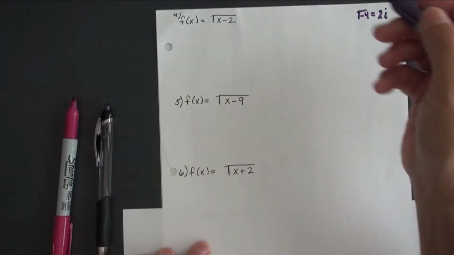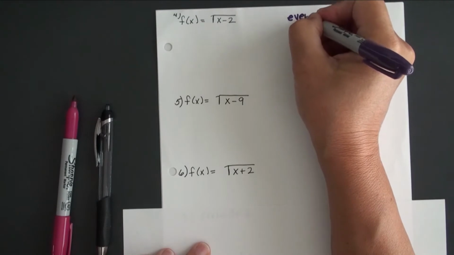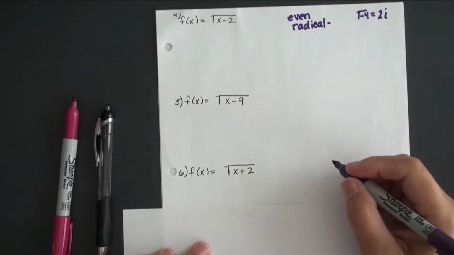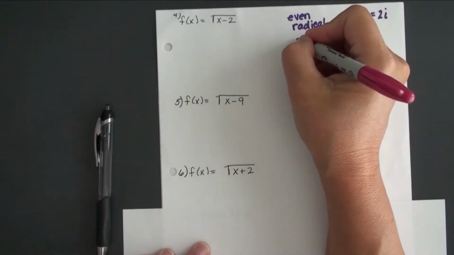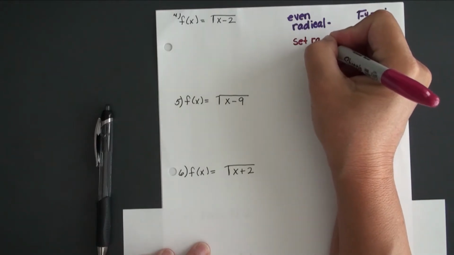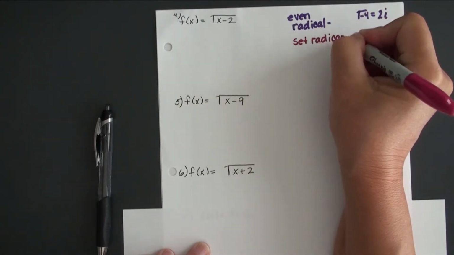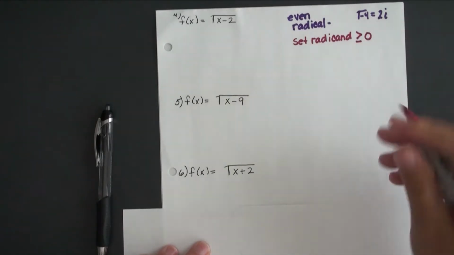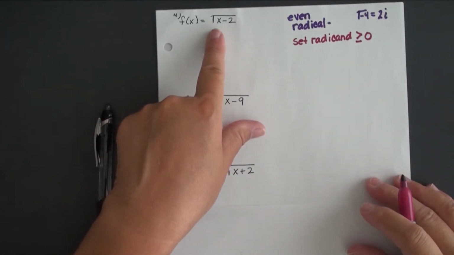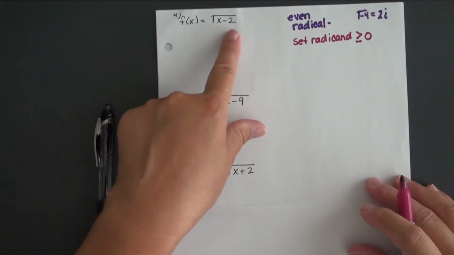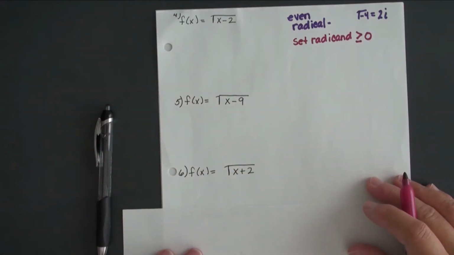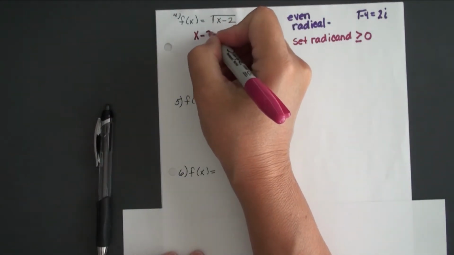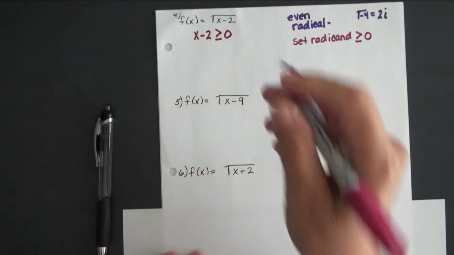So when you have an even radical, what you have to do is you need to set the radicand, which is the part under the radical, greater than or equal to 0. So in other words, what we take the square root of must be 0 or positive, or we will run into this imaginary number idea. So that's what we're going to do. We're going to set x minus 2 greater than or equal to 0.